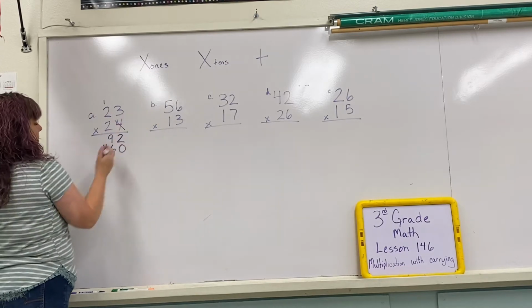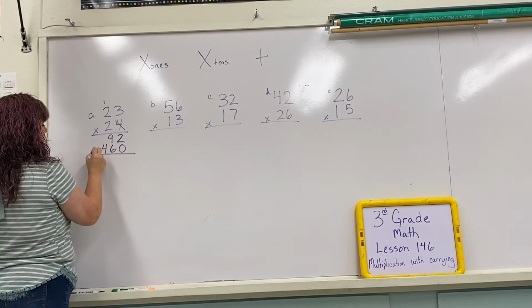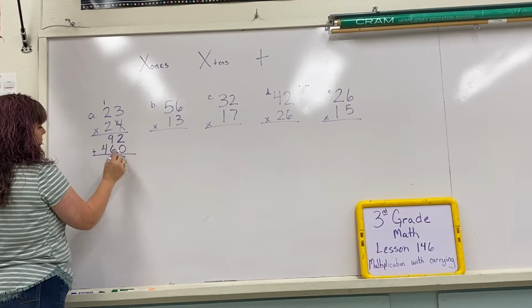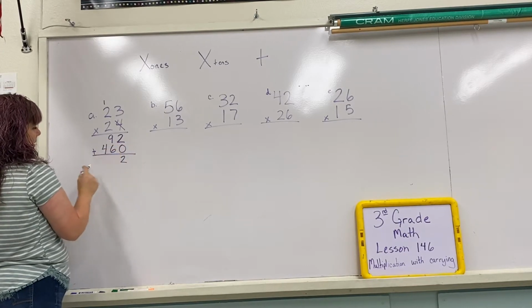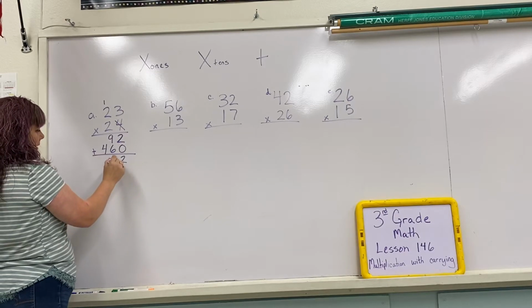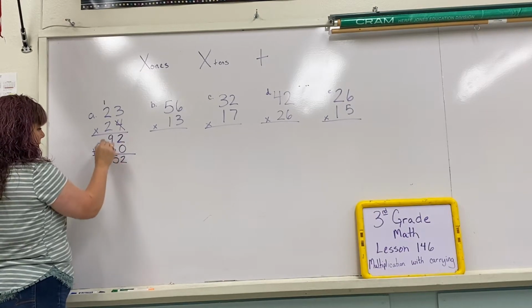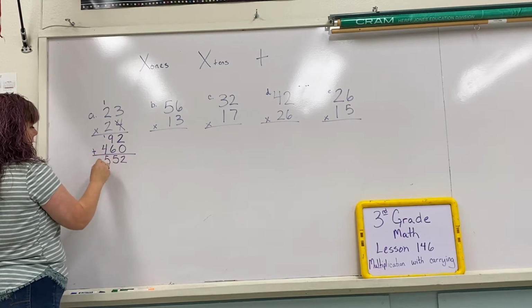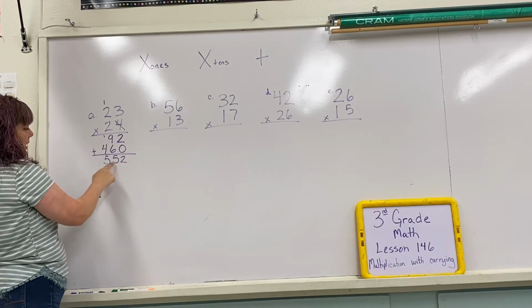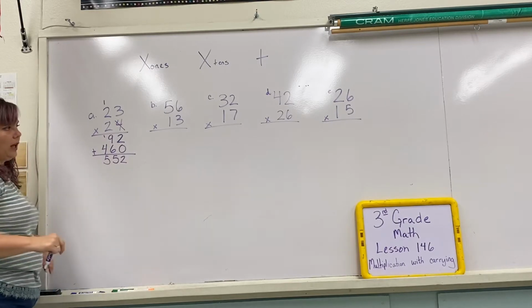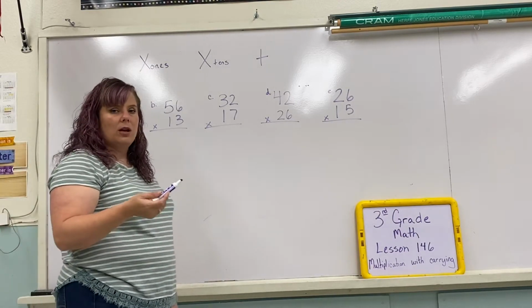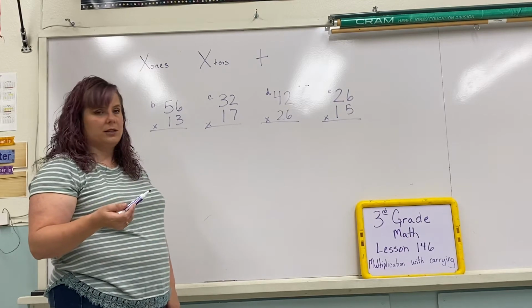Now our last step is to add. 2 plus 0 is 2. 9 plus 6 is 15. And 1 plus 4 is 5. So our answer is 552, okay? Pause me if I went too fast and you need to complete it. Pause me and you can start me again when you're ready to go on to B.